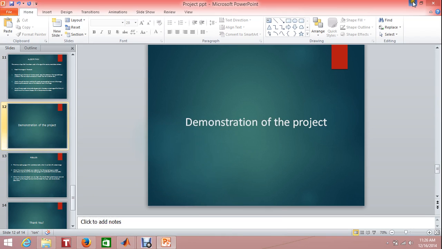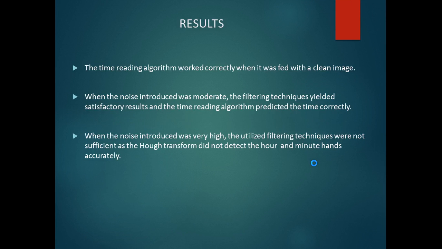Well, this was the demonstration of my project. Now moving on to the results. The time reading algorithm worked correctly when it was fed with a clean image. When the noise introduced was moderate, the filtering techniques yielded satisfactory results and the time reading algorithm predicted the time correctly. However, when the noise introduced was very high, the utilized filtering techniques were not sufficient as they did not produce a satisfactory result and the Hough transform could not detect the hour and the minute hands accurately.